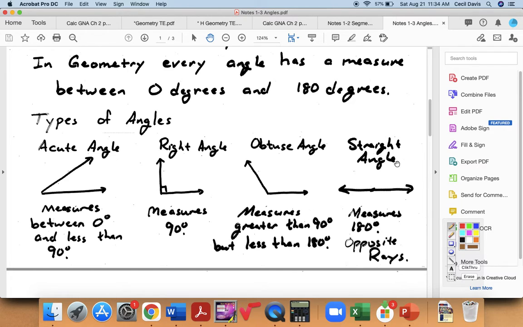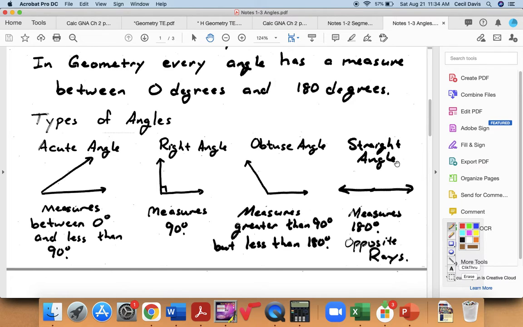And then last, your book goes back and forth on this. At one point it says there is no such thing as a straight angle. Then in another part it says there is such a thing as a straight angle. It's like they couldn't decide. A straight angle is an angle whose measure is 180 degrees. It forms two opposite rays. So in our geometry, all of our angles are going to be like that.